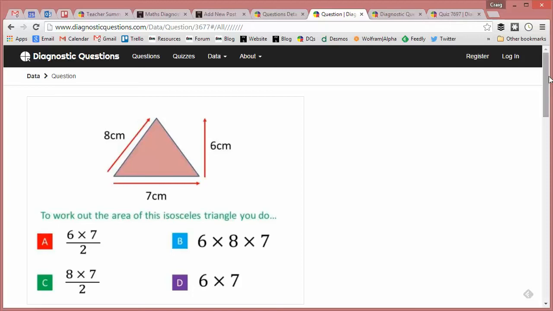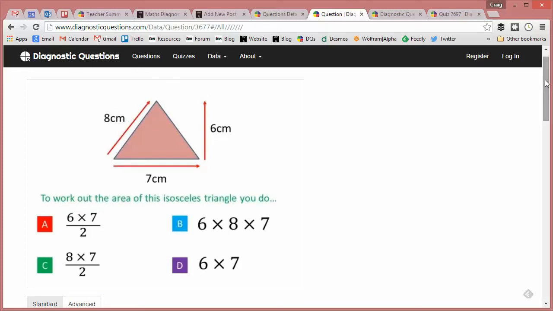Okay, so there's the question: what's the area of a triangle? Now, I like this question. I'm biased because I wrote it, but I like it because of that 8 in there. That 8 isn't needed in the calculation for area. And yet, how often are students presented with extra information in questions that isn't needed? And when I wrote this question, I wondered whether students would be desperate to include that 8 in there somewhere.